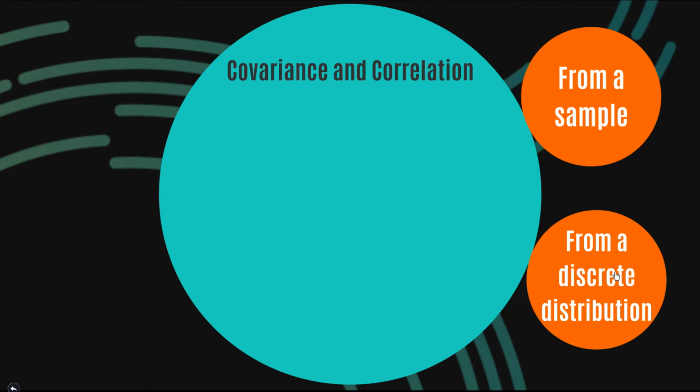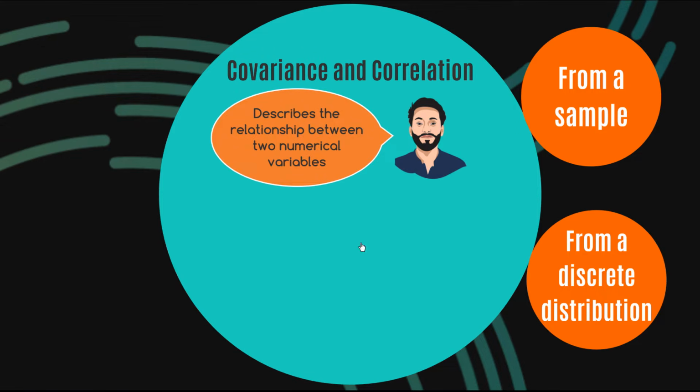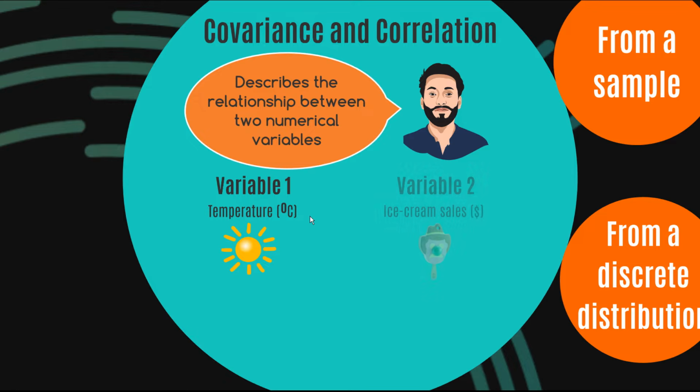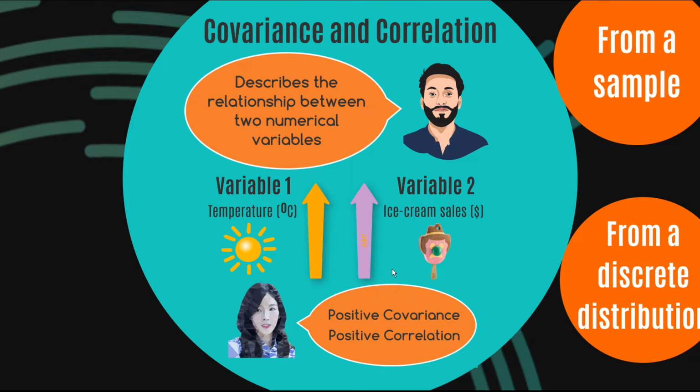But let's jump into the definition. Covariance and correlation both describe the relationship between numerical variables. So for example, if I have temperature measured in Celsius, and let's just say our second variable is ice cream sales. Now it's quite clear that as the temperature goes up on a sunny day, we might see that ice cream sales also go up at the same time. So the fact that they're moving in the same direction indicates what we might call positive covariance, or indeed positive correlation. They're moving together. That is the crucial thing to take away for the moment.